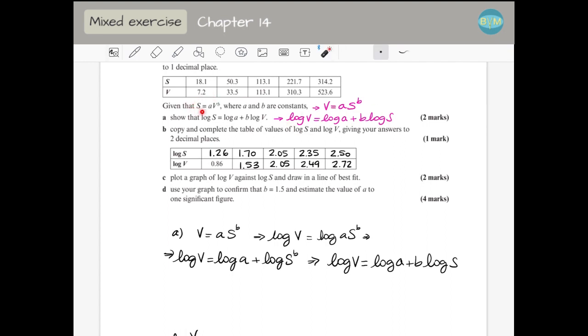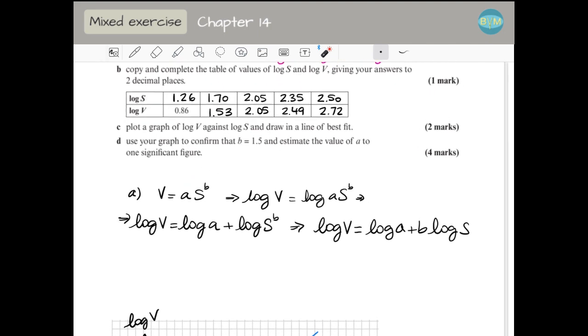And that could be the expression. You could do exactly the same with the other one. Copy and complete the table of values of log S and log V, giving your answer to 2 decimal places. So we just have to find with the calculator the values of log to the base 10 of these numbers and write them here to 2 decimal places, and the same with the V numbers. I already have it so we don't waste time doing that.